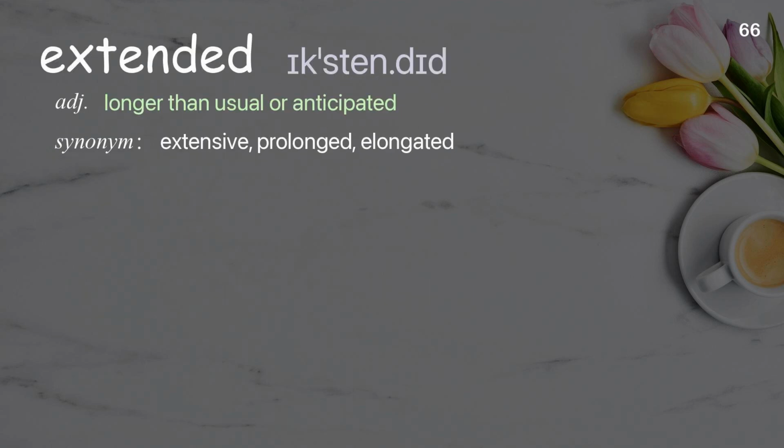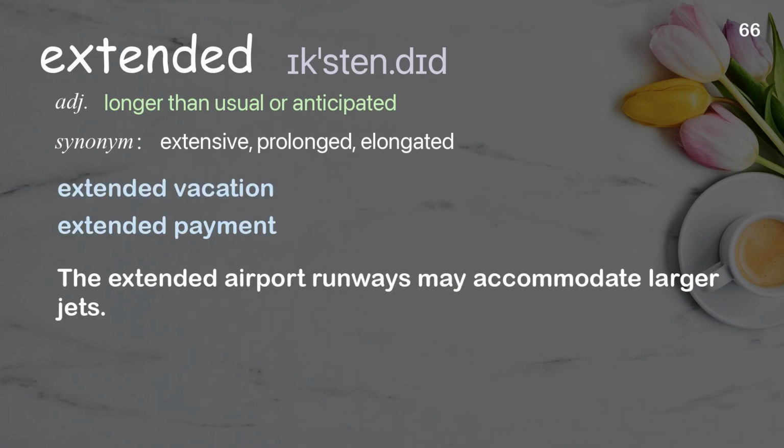Extended. Longer than usual or anticipated. Examples: extended vacation, extended payment. The extended airport runways may accommodate larger jets.